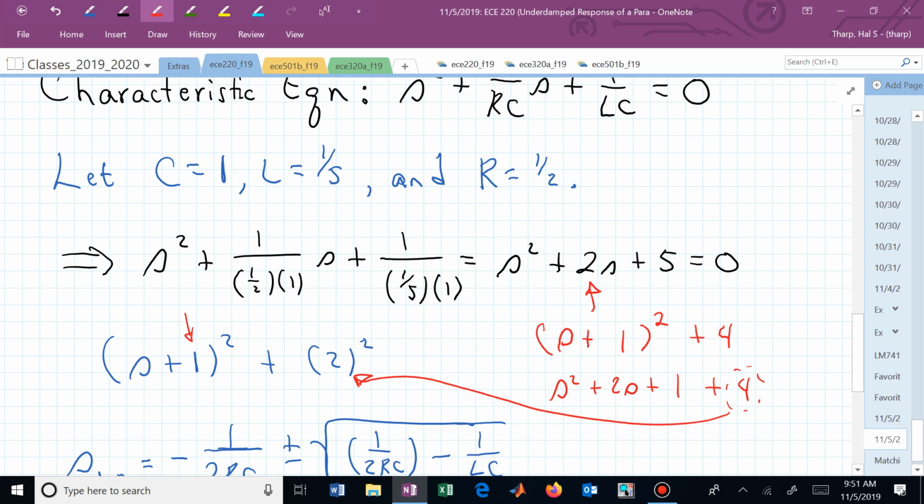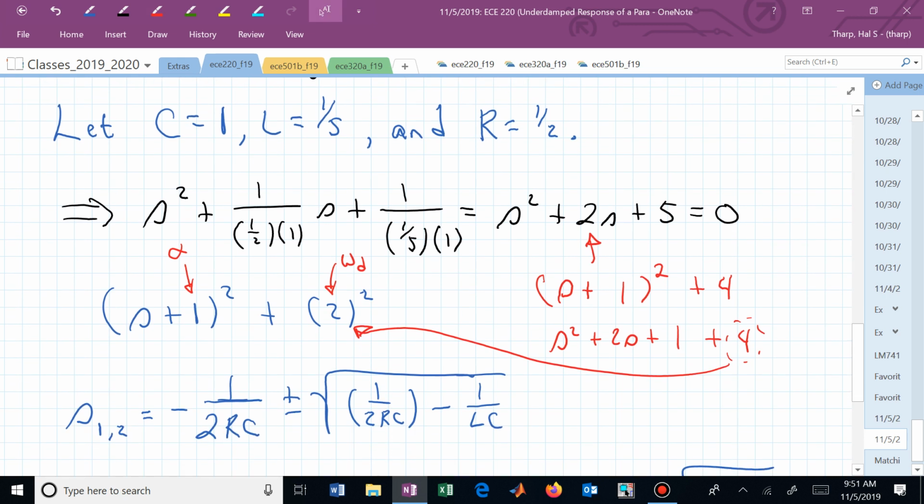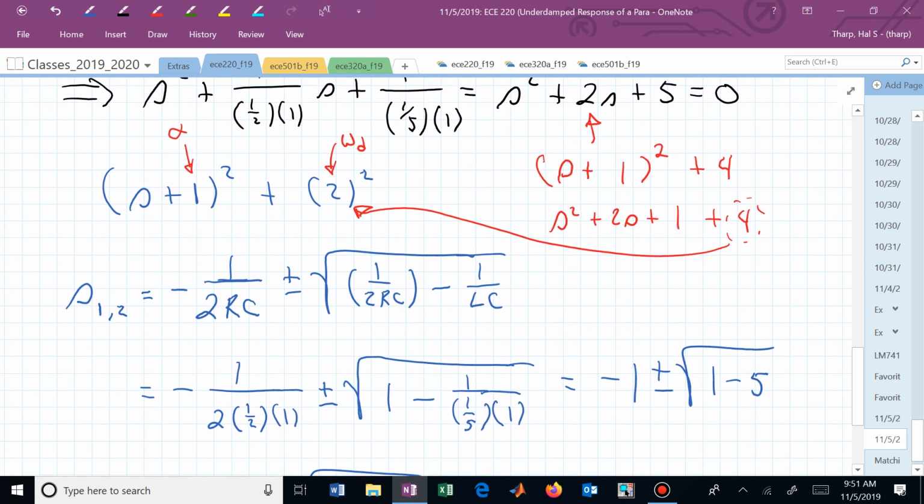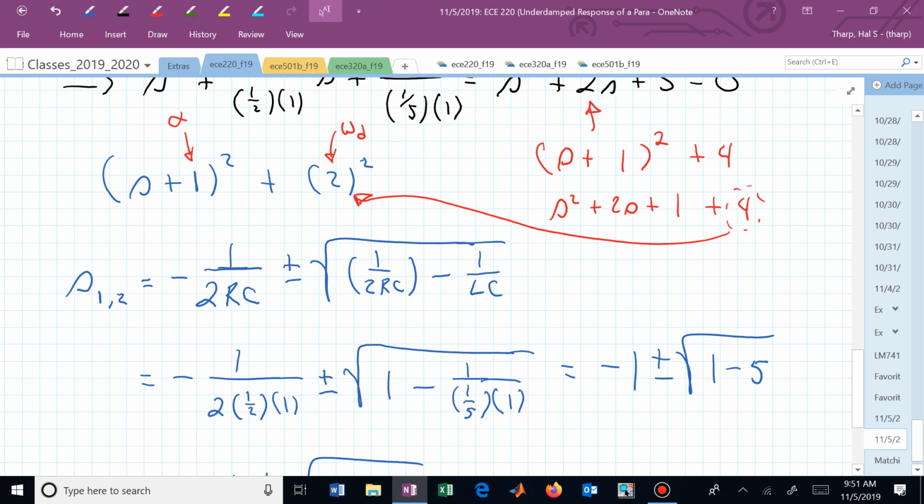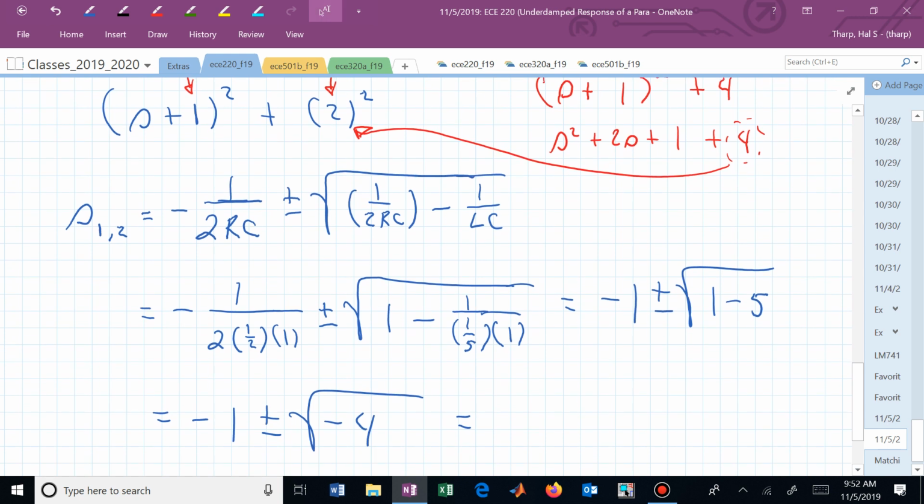And this is our alpha, and this is our damped frequency of oscillation, 2. And our roots, if we found them another way, if we went ahead with the formula which gives us the roots in terms of R, L, and C, we'll get the same result. Using R of 1/2, L of 1/5, and C of 1, we end up with -1 plus and minus the square root of -4.